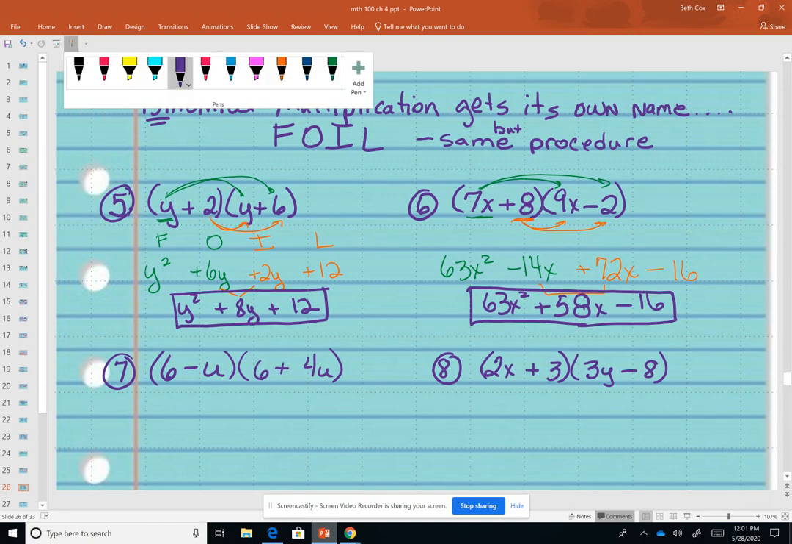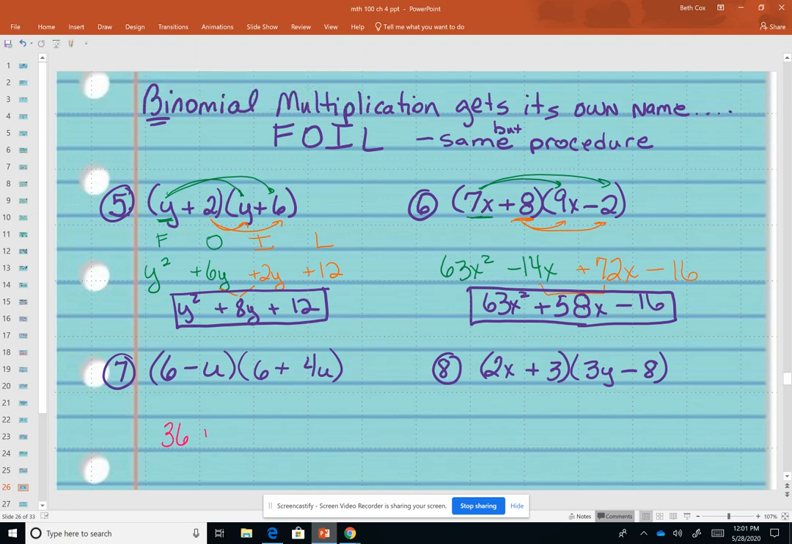All right, we're almost done with this. Go ahead and do these last two. I'm just going to quickly do these because of the time. All right, so this is going to give me a 36 plus 24u minus 6u minus 4u to the second. The two like terms are going to make a plus 18u. So I have 36 plus 18u minus 4u to the second for my final answer.